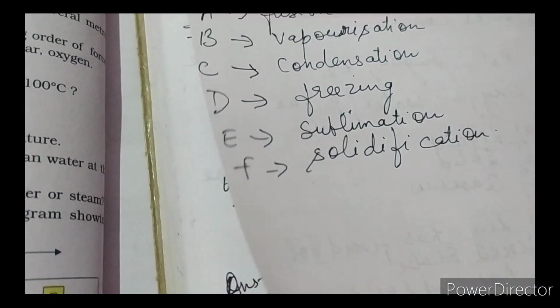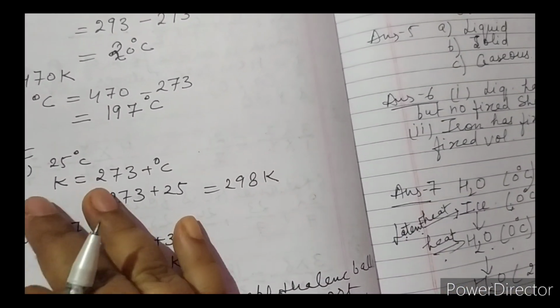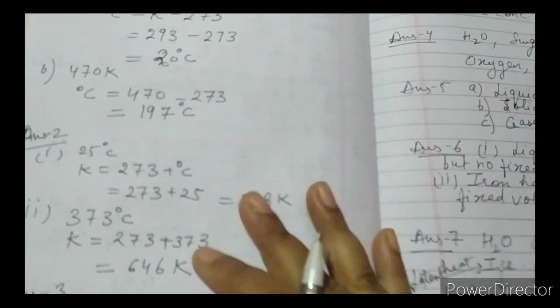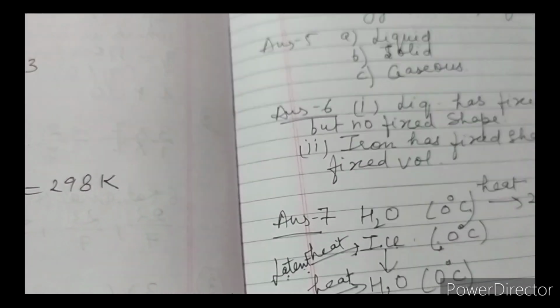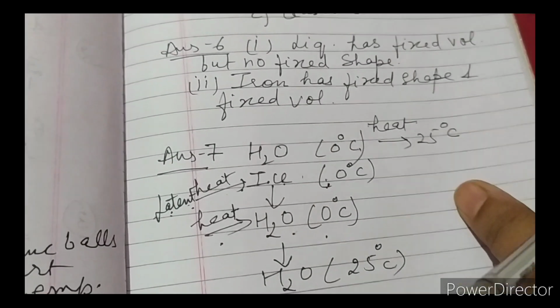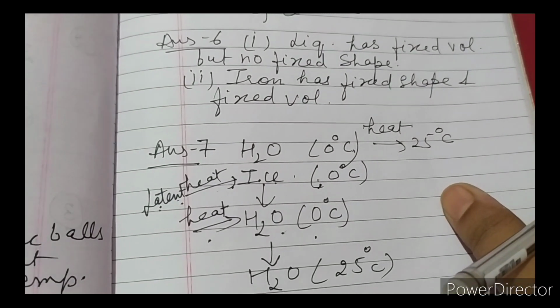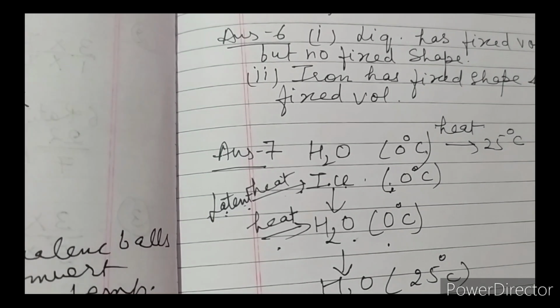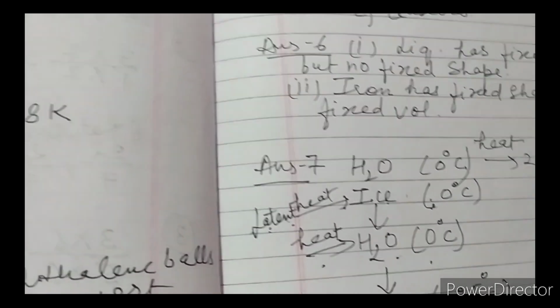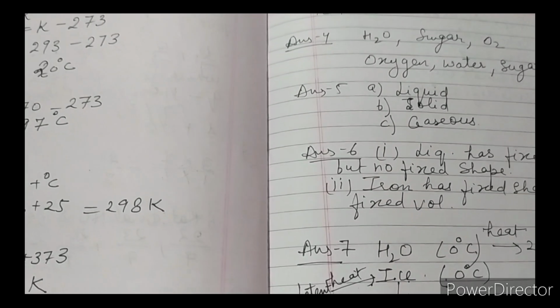Okay, so this is the answer key of the back exercises of the questions given in your NCERT chapter 1, that is matter in our surroundings. Only question number 7 and 8 I have explained to you. You can write it in your own words. If you have understood it well, then you can write it in your own words, clarifying the concept. Other answers I have written here.